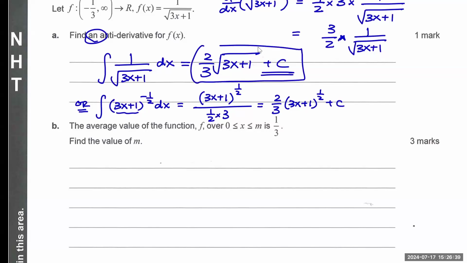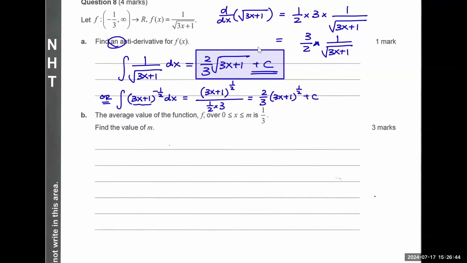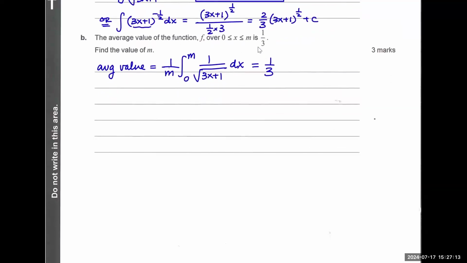Anyway, just 1 mark. The average value of the function f over 0 to m is 1/3. Find the value of m. So the average value is equal to 1 over m minus 0, integrating from 0 to m, equals 1/3, okay? 1 over m minus 0.